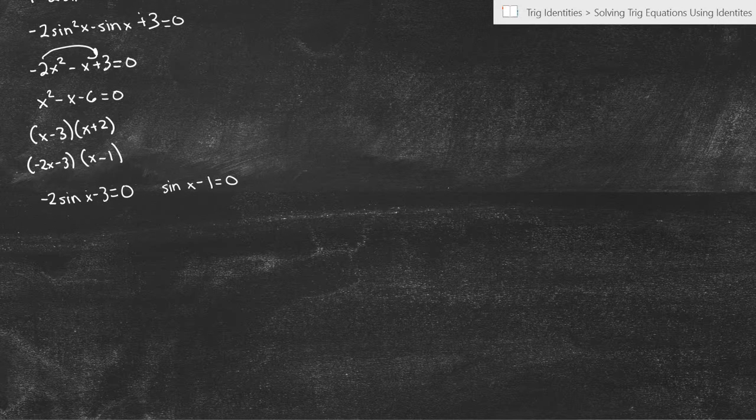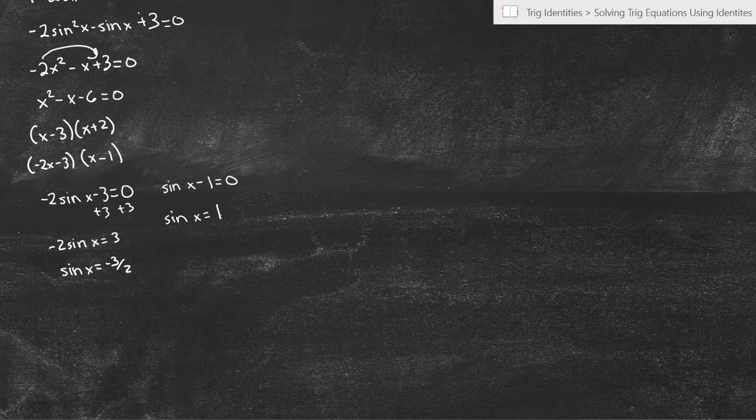Okay, so now we just have to do our normal factoring, like setting equals 0, so add 3 to both sides. We'll get negative 2 sine x equals 3. We'll divide by negative 2. Sine x equals negative 3 over 2. And here we're going to get sine x equals 1.